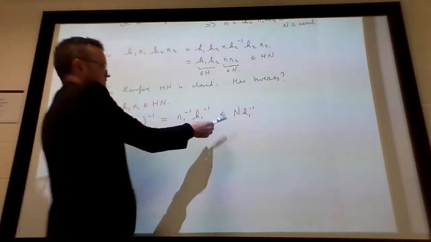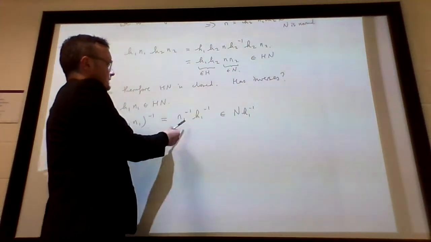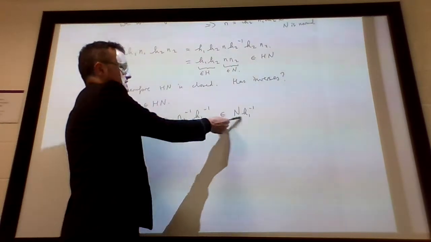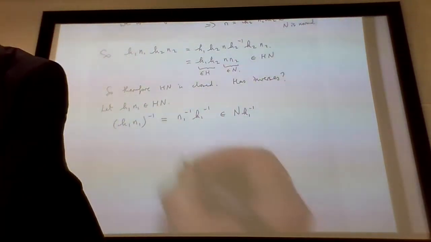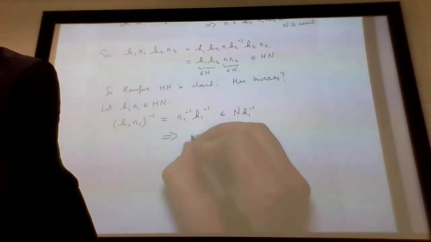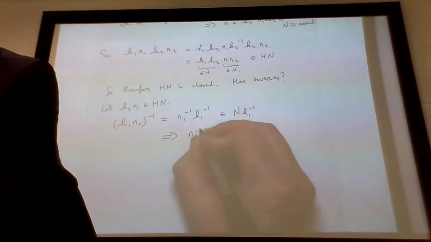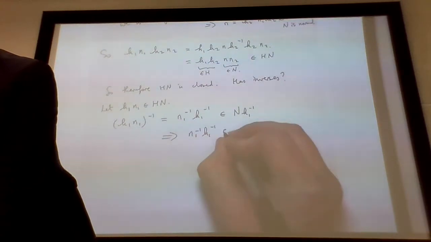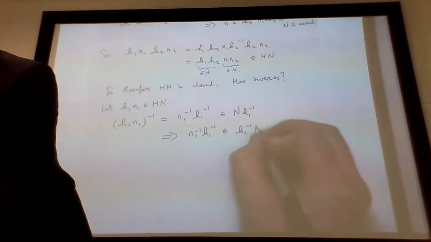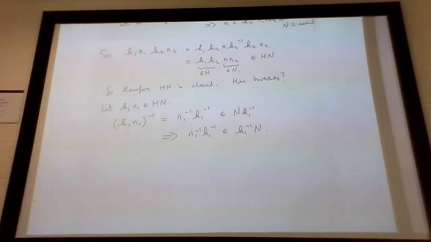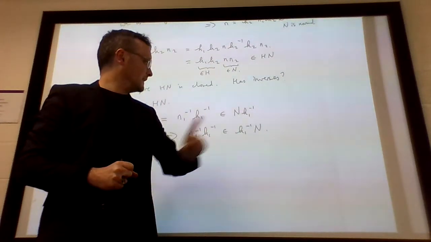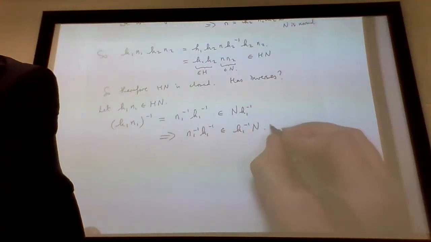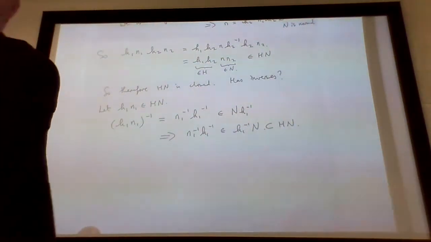It's something from N. N1 inverse is certainly in N, because N is a subgroup. So it's an element of that right coset, but N is normal. So right cosets are the same as left cosets. So that implies that N1 inverse, H1 inverse is certainly an element of the left coset corresponding to that element. Okay. And that coset is a subset of HN.